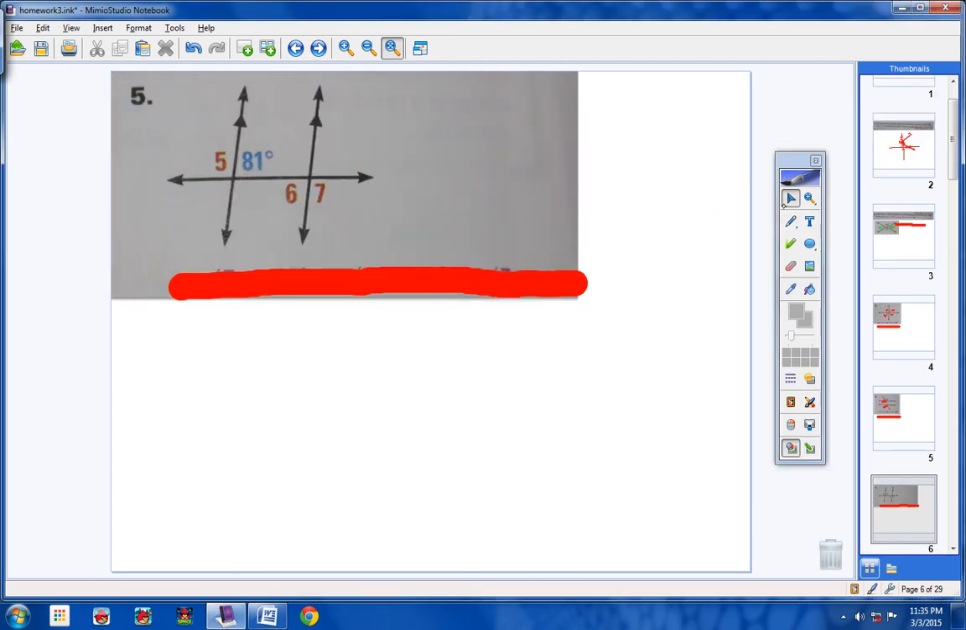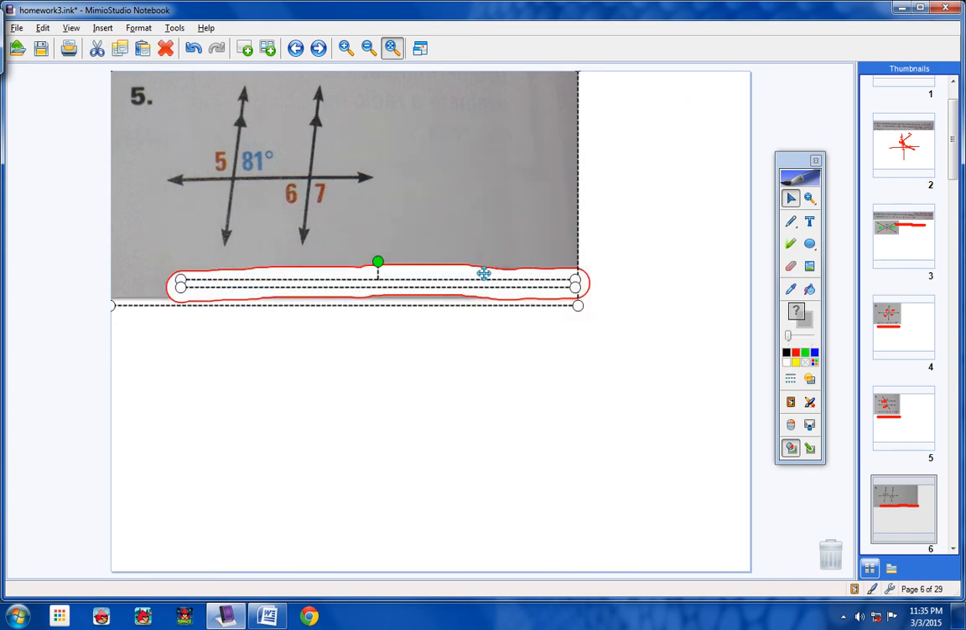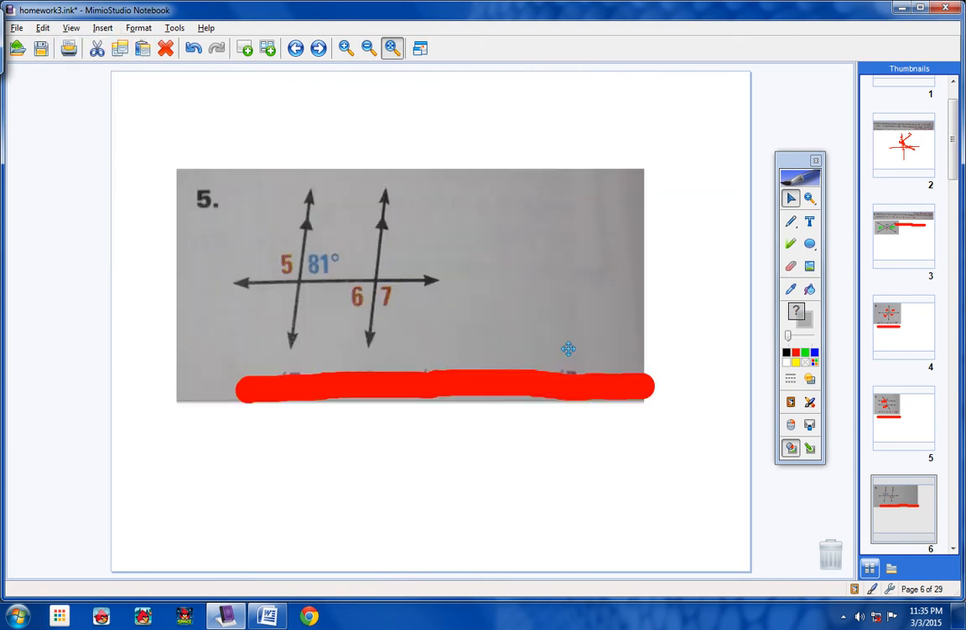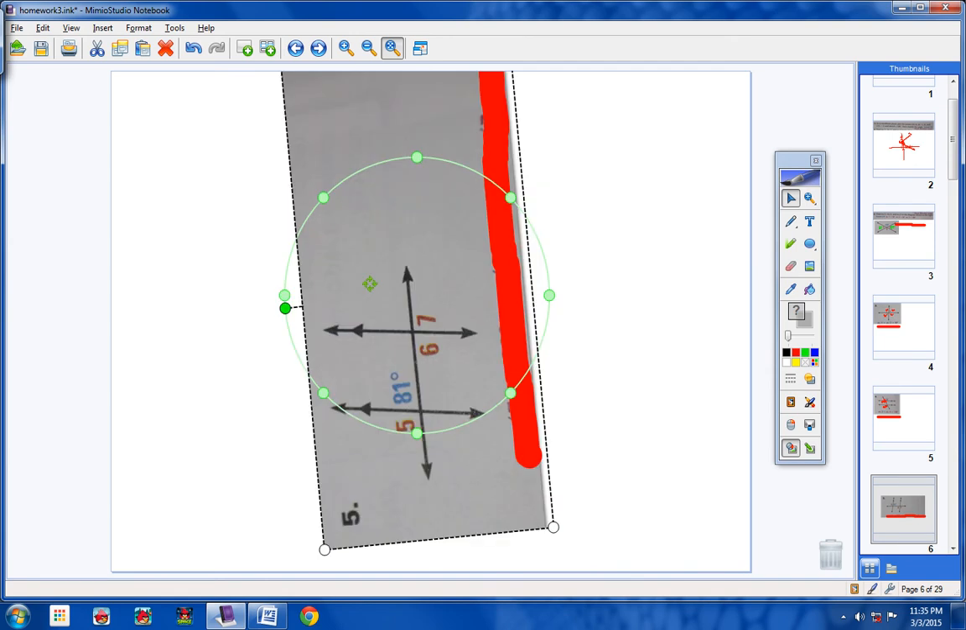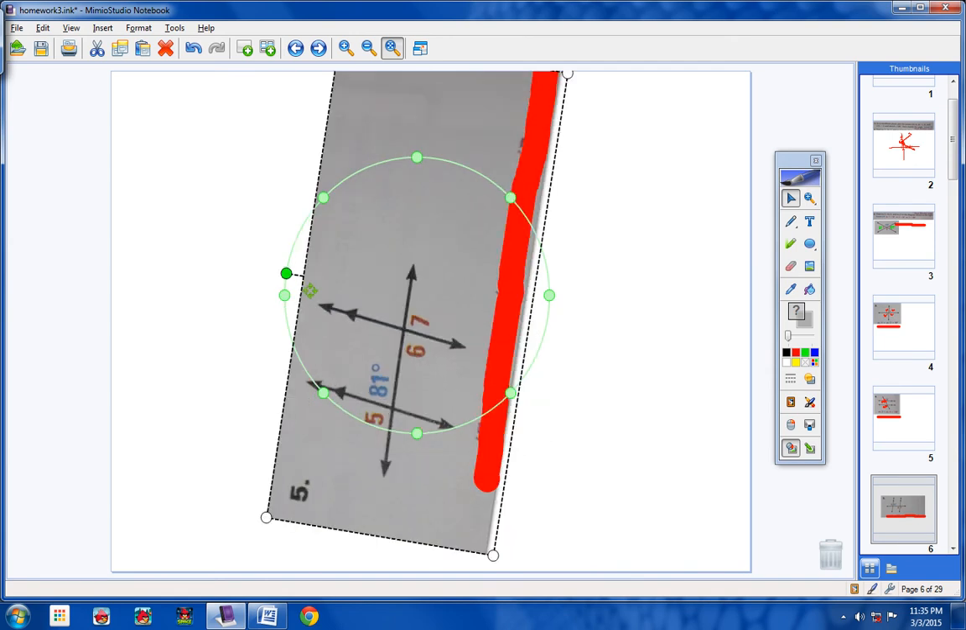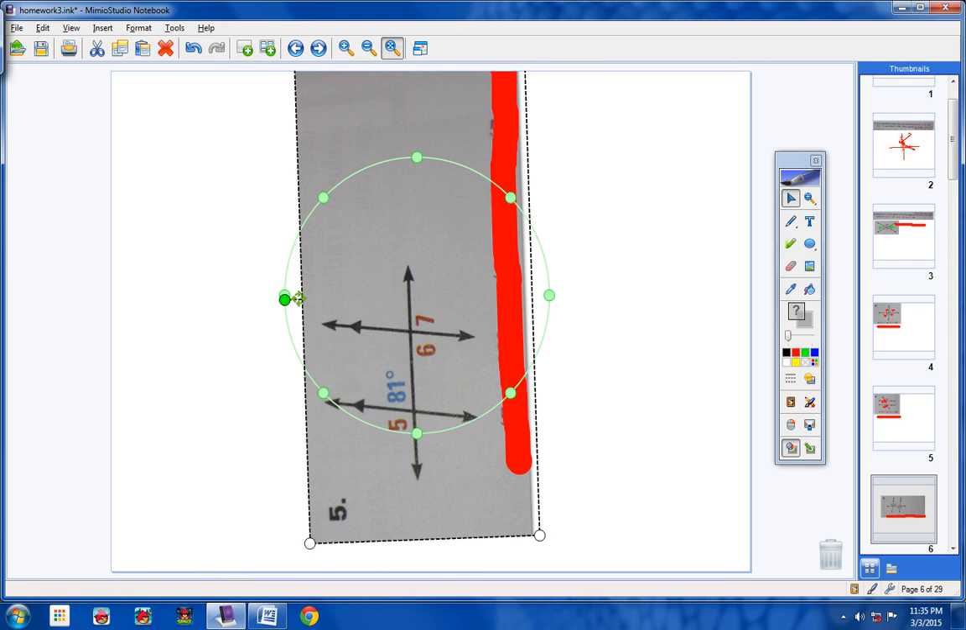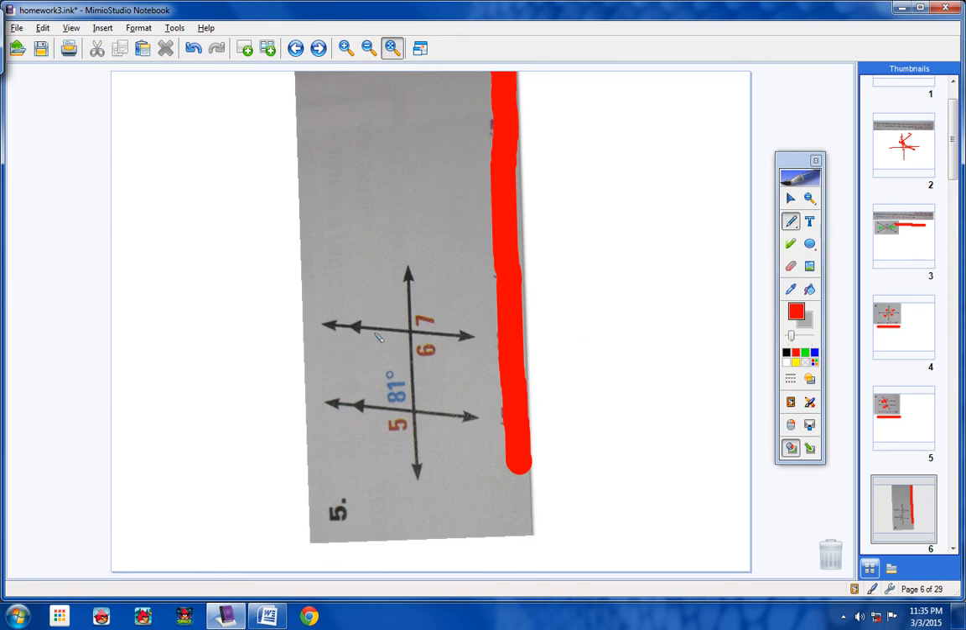Moving on to number 5. Okay, we have the same thing again, students. Now, I think sometimes, not always, but sometimes it's helpful to rotate this thing, just my opinion, so that your parallel lines are running horizontally like this. Okay, so there we go. So I have two parallel lines cut by a transversal. Okay, now notice this is 81 degrees right here.